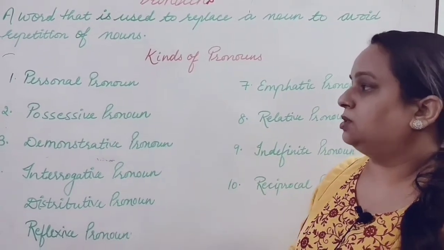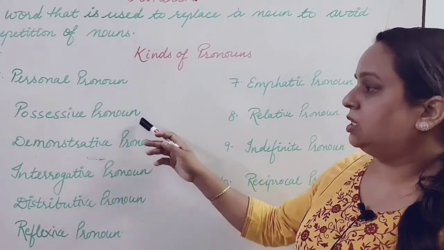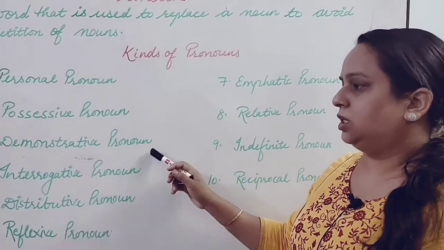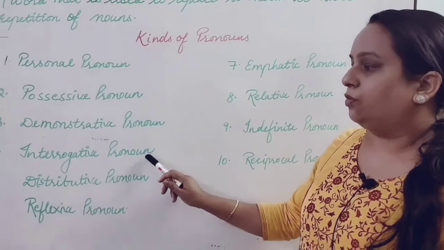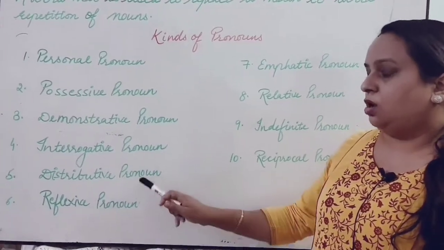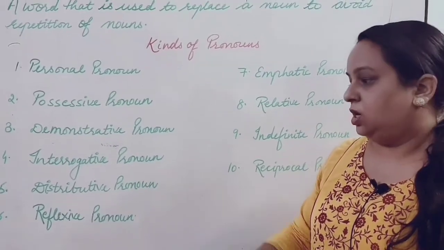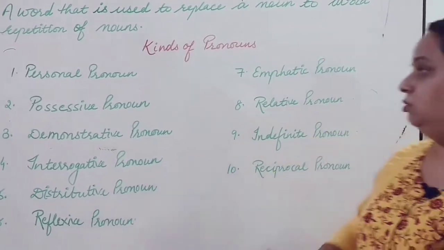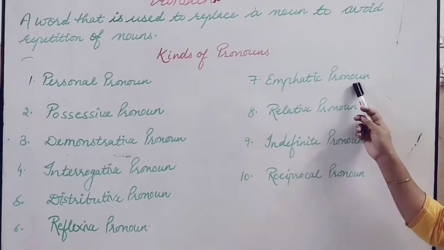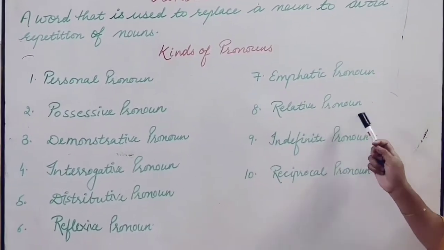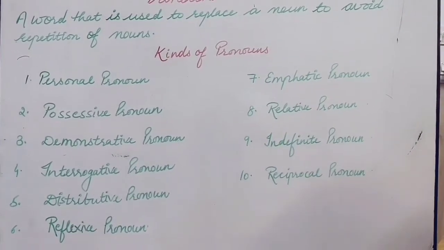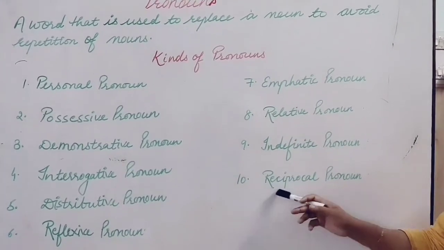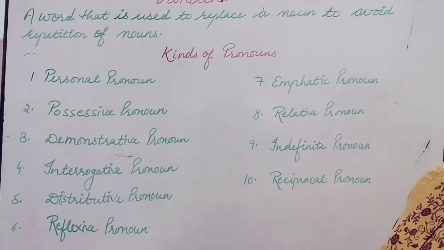Let's know about the kinds of pronouns. First kind of pronoun is personal pronoun. Second is possessive pronoun. Third is demonstrative pronoun. Fourth, interrogative pronoun. Fifth is distributive pronoun. Sixth is reflexive pronoun. Seventh is emphatic pronoun. Eighth is relative pronoun. Ninth is indefinite pronoun. And the tenth one is reciprocal pronoun.